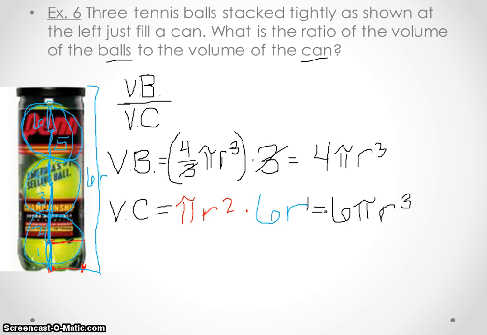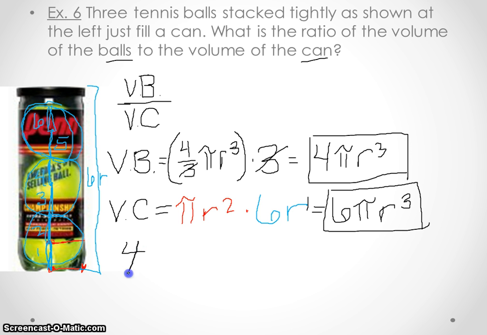Okay? Now we're not done yet. We have this piece of information here, that's the volume of the tennis balls. And this piece of information here, which is the volume of the can. So they want the ratio, so we still need to stack those on top of each other, with the balls on top and the can on the bottom. So let's go ahead and do that. So we have 4 pi r cubed over 6 pi r cubed.